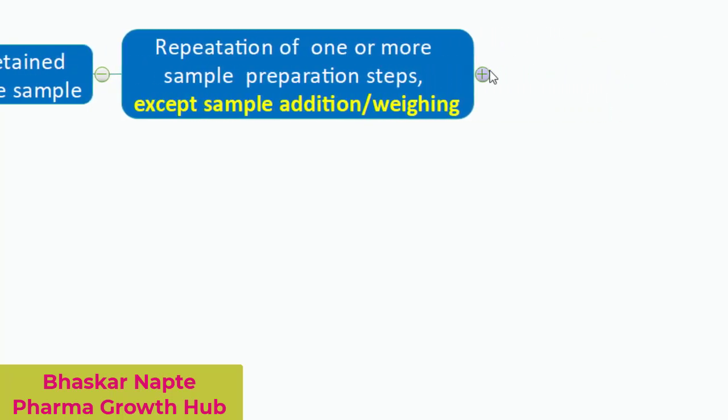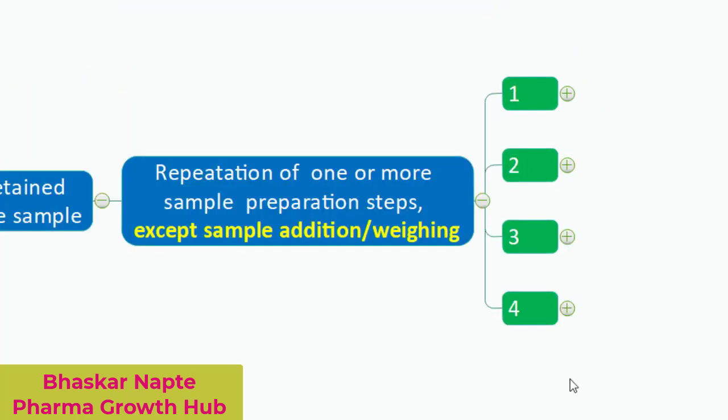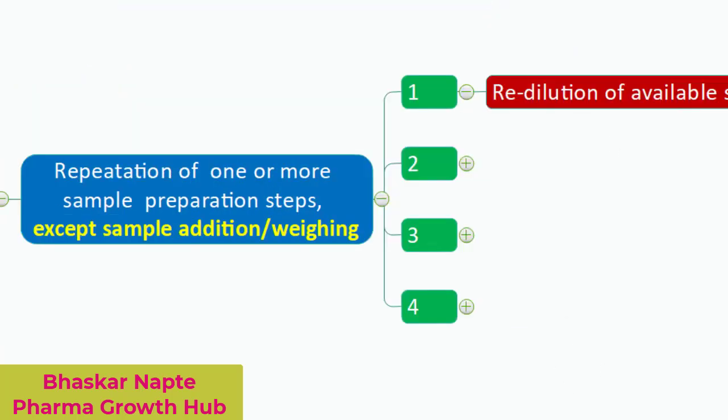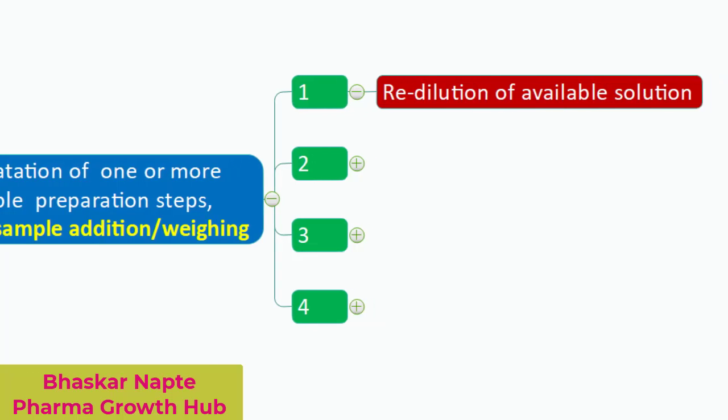So now let us understand how you can use these available solutions for further experimentation, and here are the different ways of doing it. The first one is you can use the solution for redilution. In case you are doubting that the dilution is not done properly, if you are doubting that the pipetting error could be the reason for your out of specification result, you can redilute the available solution one more time and then understand whether yes, the dilution was the real root cause for this OOS.